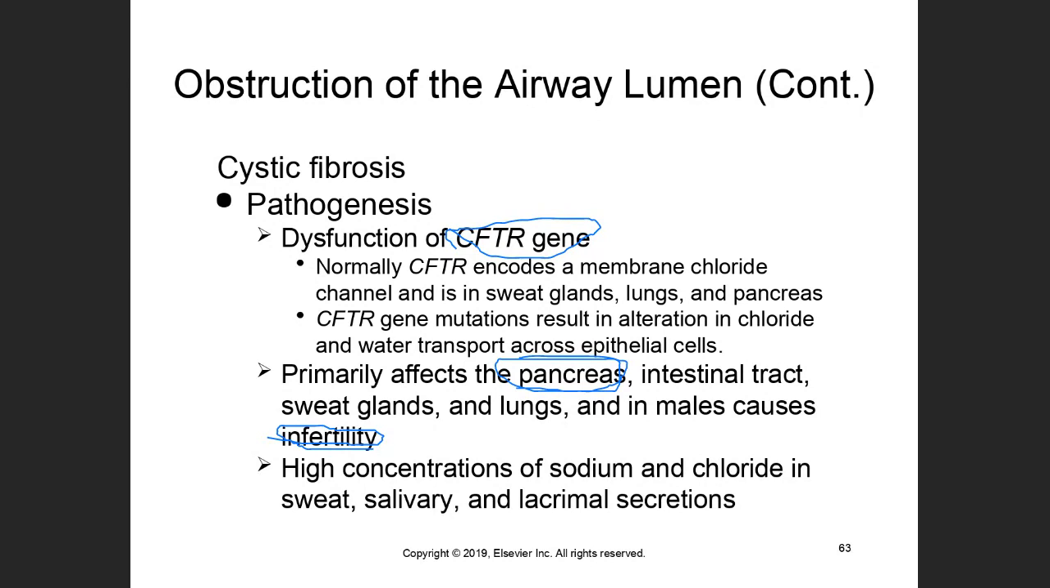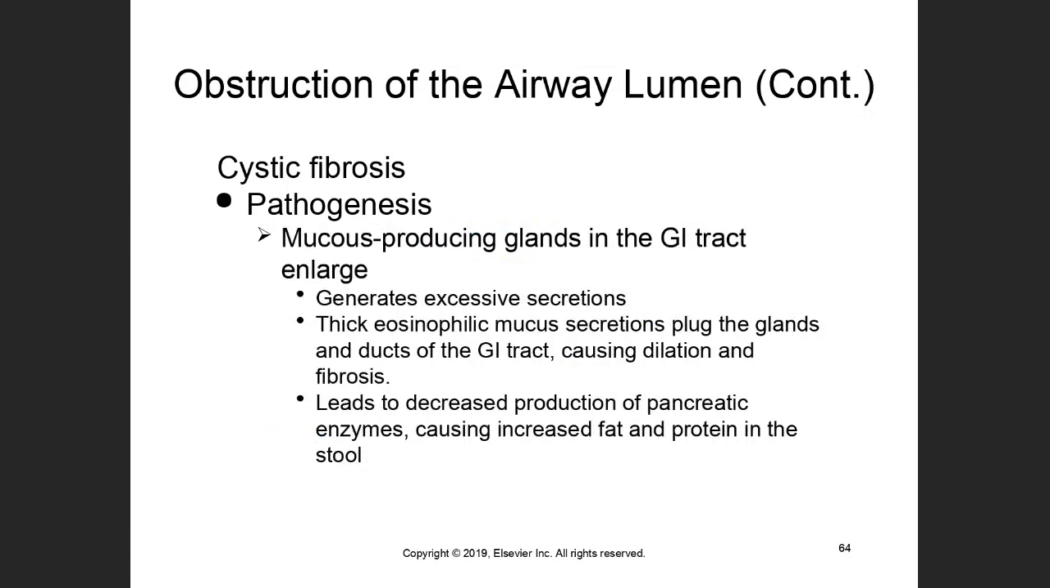High concentration of sodium chloride, especially chloride, in the skin. That's how you diagnose. You have to do 2 tests. Elevated chloride, bingo, diagnosis. Now we have pathogenesis: mucus-producing glands in the GI tract enlarge, generate thick secretions, eosinophilic mucus secretion plugs the glands and the ducts, leading to decreased production of pancreatic enzymes. That's why those patients develop pancreatic insufficiency, okay?